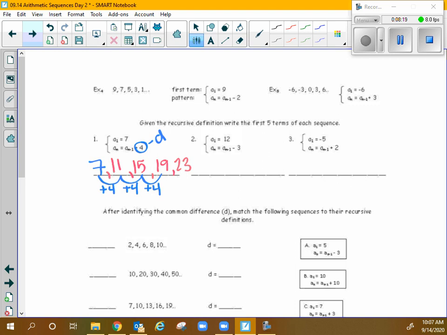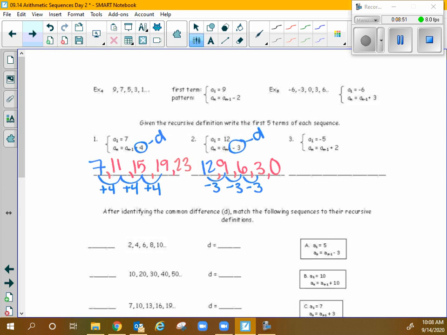All right, so let's look at number 2. What's important? First term. What is my first term? 12. What else is important? What is the common difference? Good. So I can minus 3 all the way across my sequence. So then what's my second term? 9. My third term? Next. Next. 0. Very good.